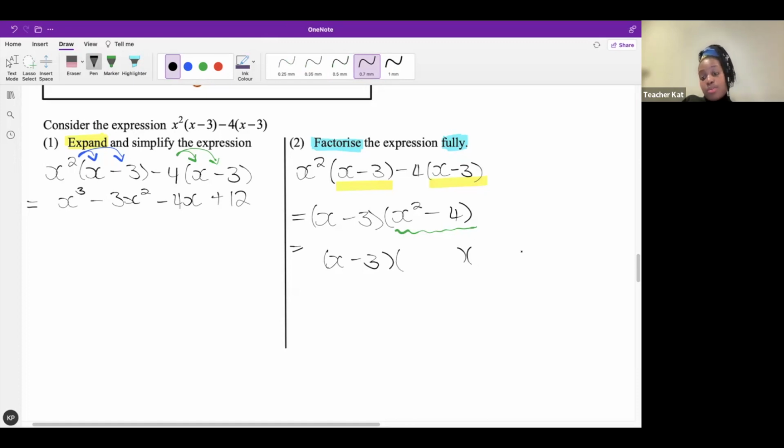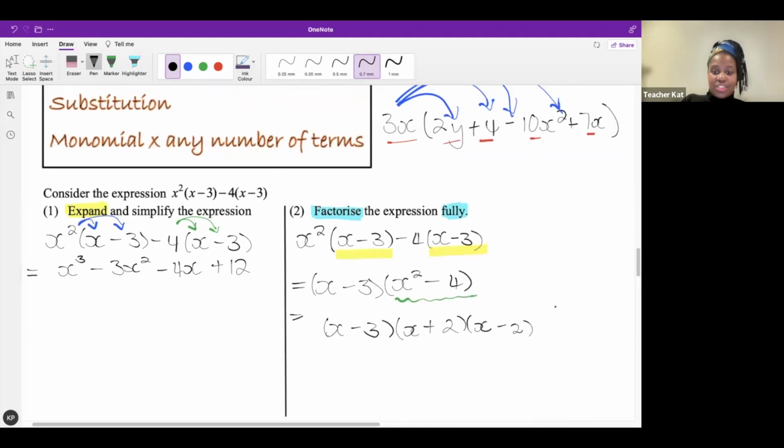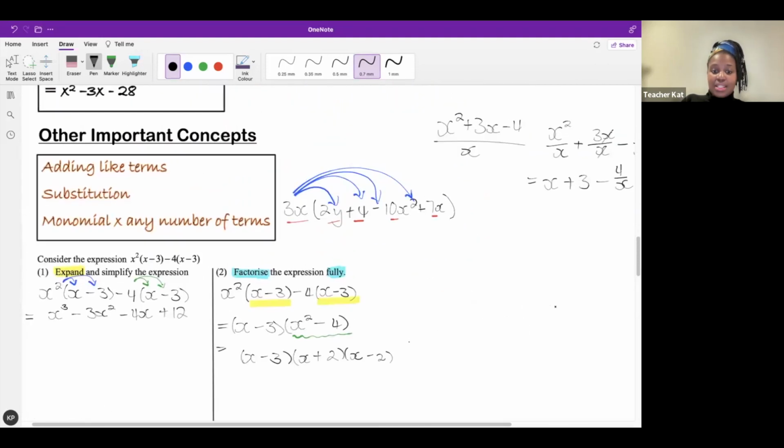So I'm opening my two brackets. What's my first term in my two brackets? An x and an x. And then my second term in my two brackets. A 2 and a 2. And then we have a positive and a negative. Do you see the difference, guys?